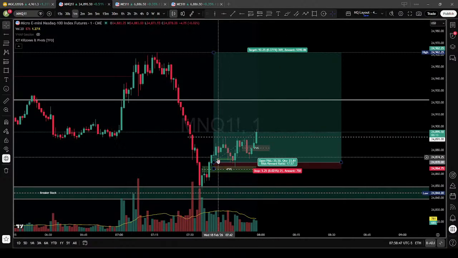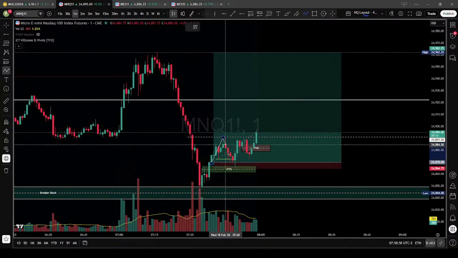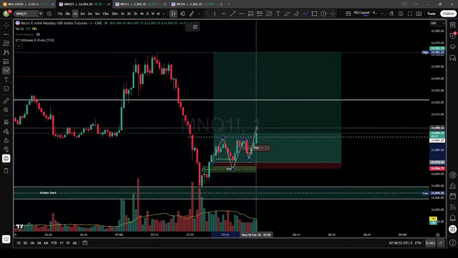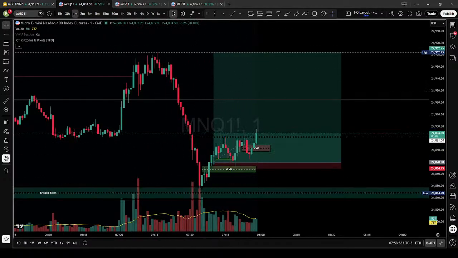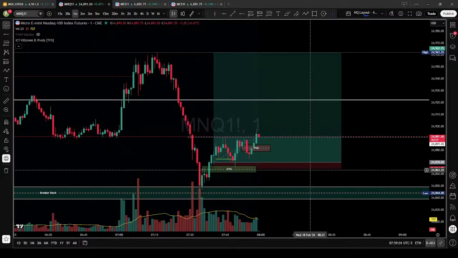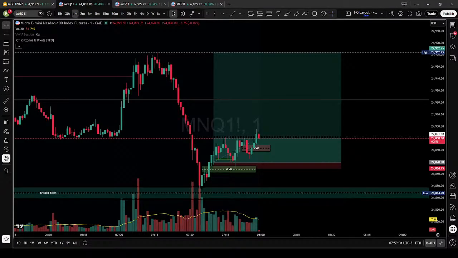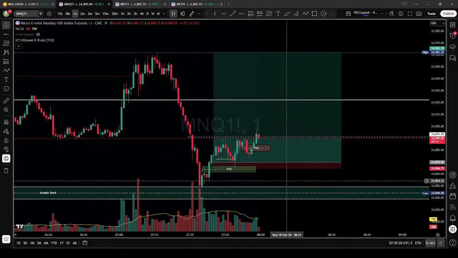Well, see, there is another point right up here where the price has consolidated. What it can do is manipulate and come down, but we're just watching the move. We are not going to take a loss in this trade.